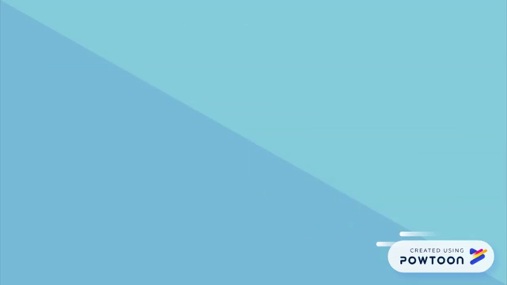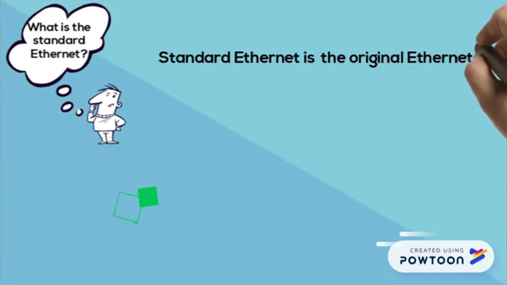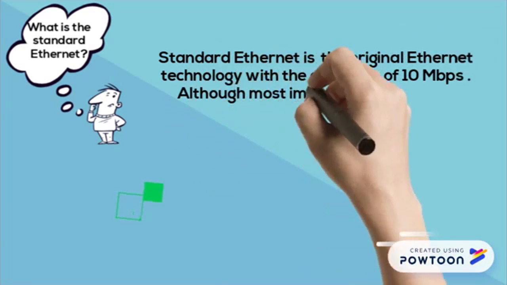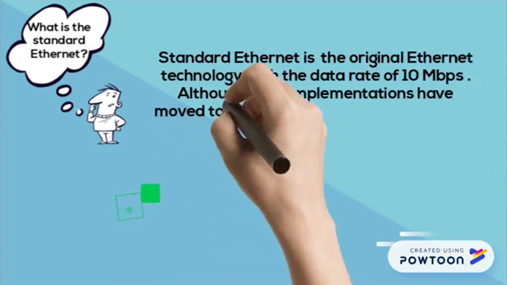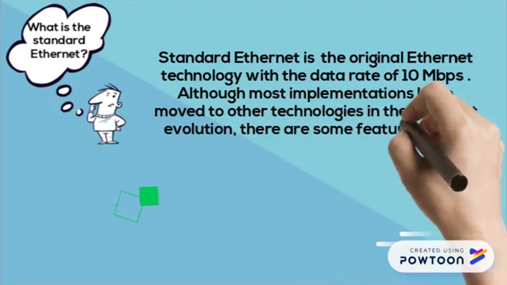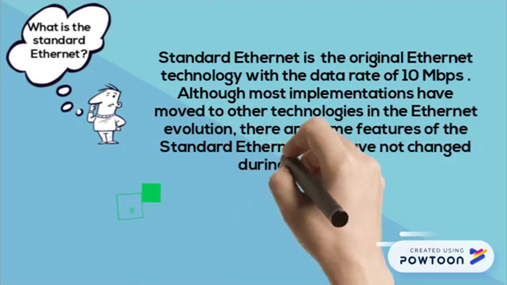Standard Ethernet. Standard Ethernet is the original Ethernet technology with the data rate of 10 Mbps, although most implementations have moved to other technologies in the Ethernet evolution. There are some features of the standard Ethernet that have not changed during the evolution.